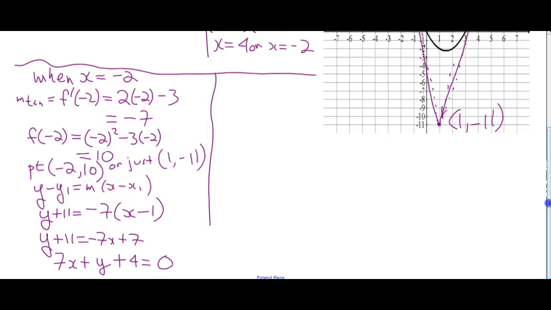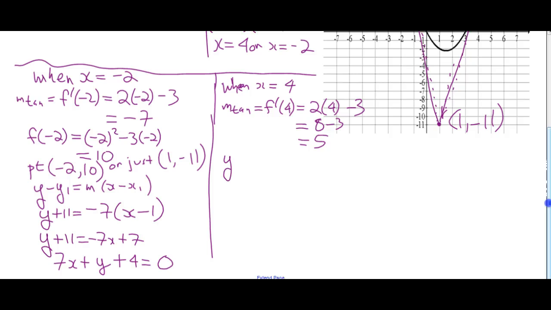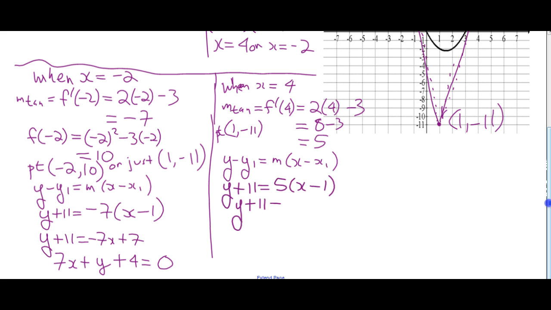When x equals 4, the slope of the tangent m is equal to f prime of 4, which is 2 times 4 minus 3, which I think is not 8, it's 5. Well, okay, it's 8 minus 3, which is 5. And we're going to find the equation of the line. y minus y1 is m times x minus x1. And the point again, you could just use 1, negative 11. So y plus 11 is equal to 5 times x minus 1. y plus 11 is 5x minus 5. So 5x minus y minus 16 is equal to 0.